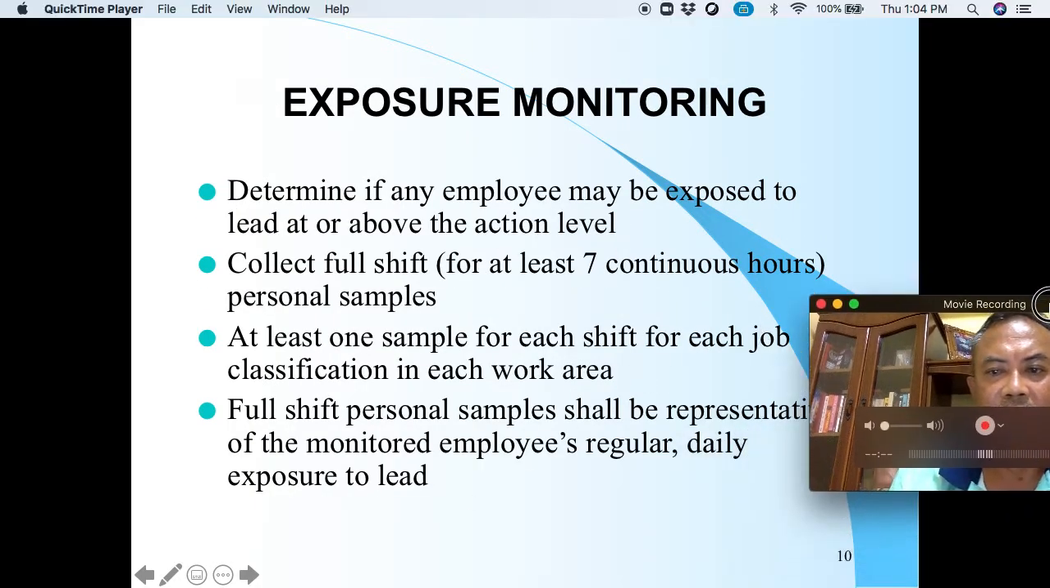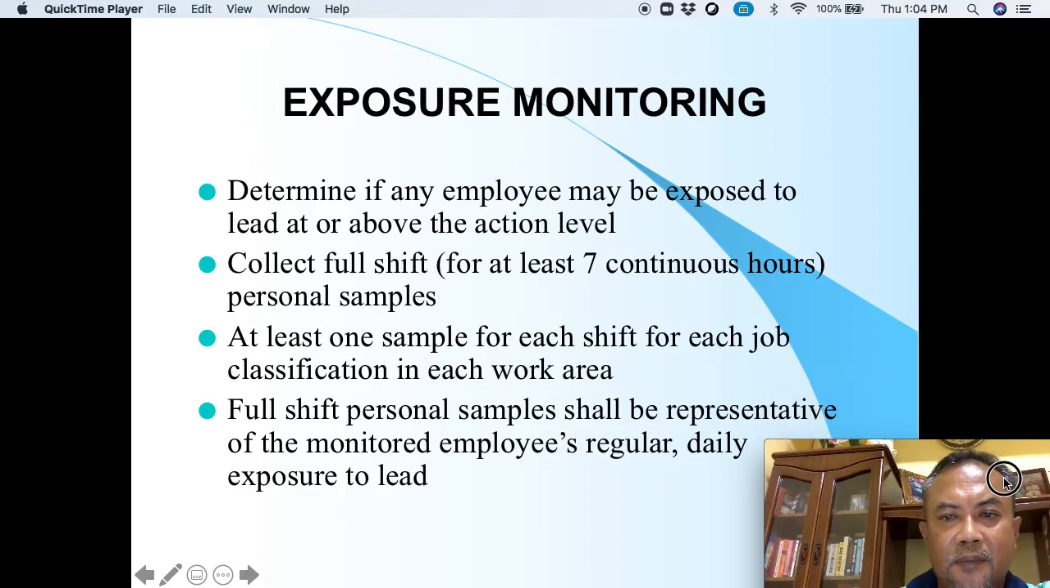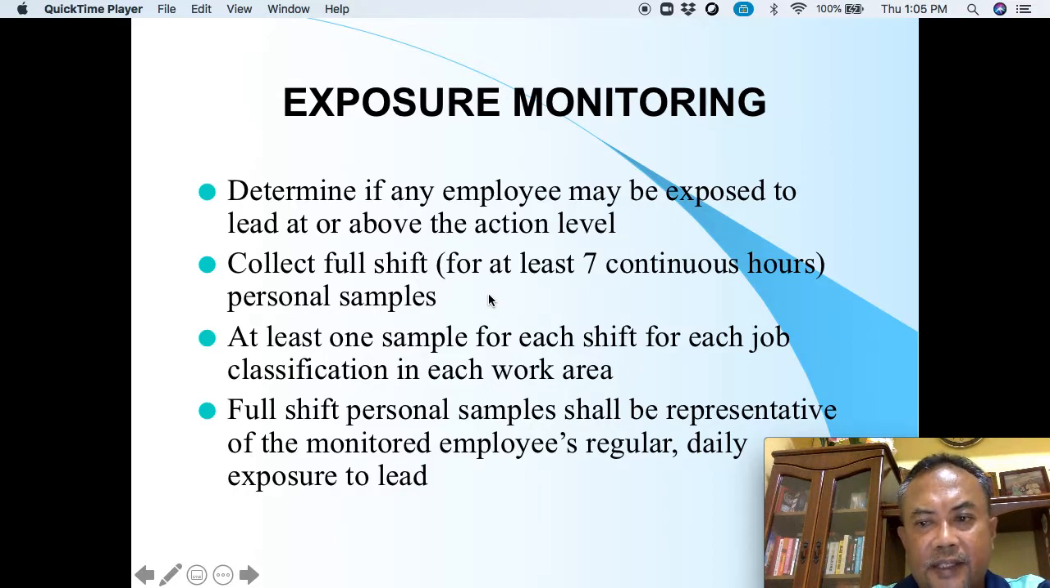So in terms of exposure monitoring, the employer has to determine if any employee may be exposed to lead at or above the action level. So they have, as you see in the video, a gadget to measure the exposure of the employee, and then they have to collect full shift, at least 7 continuous hours, personal samples, as we highlighted in the video. There is equipment able to measure the lead content. So they have to collect personal samples.